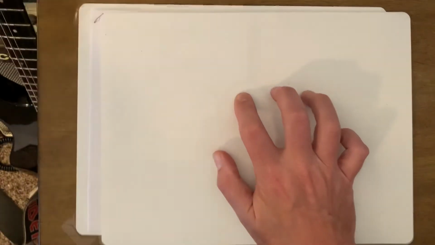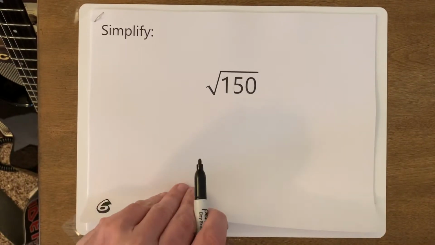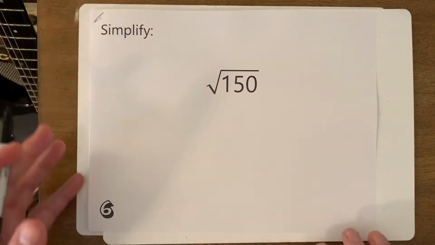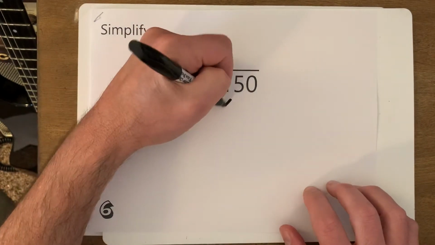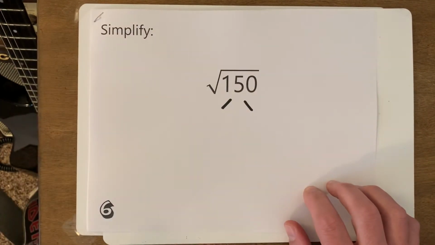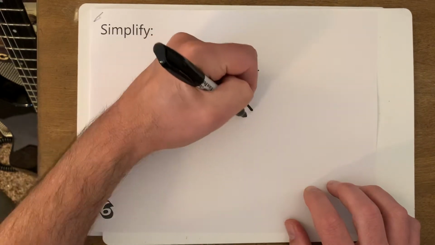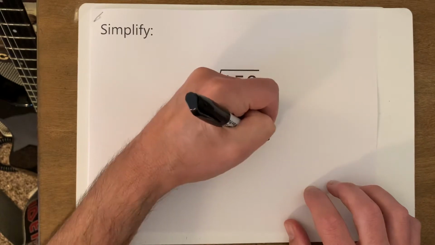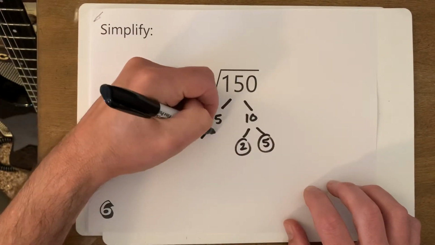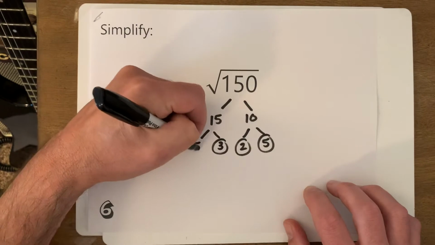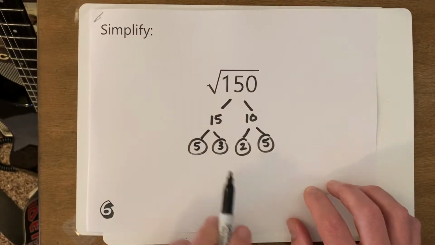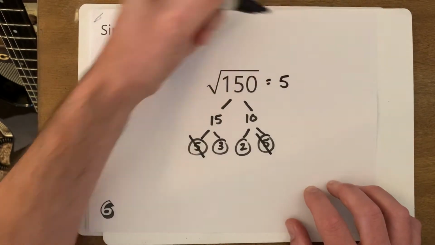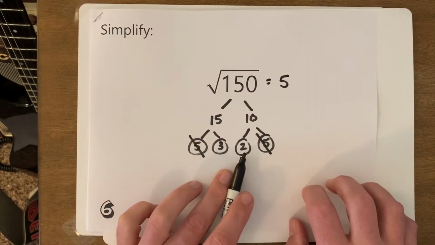All right, let's try 150. After you've done a few of these and you get used to these numbers, then you can try different things. This one, you can try 15 times 10. The 10 is a 2 and a 5. The 15 is a 3 and a 5. So this time I have a pair of 5s. But now I have 2 numbers that don't have pairs.